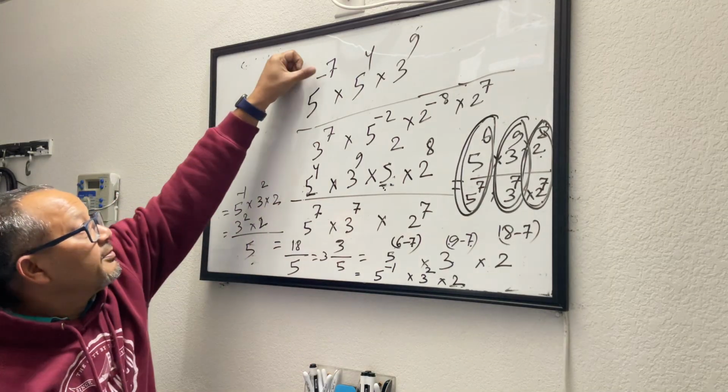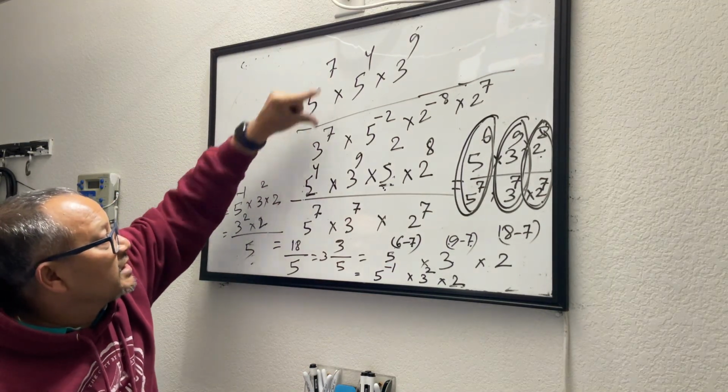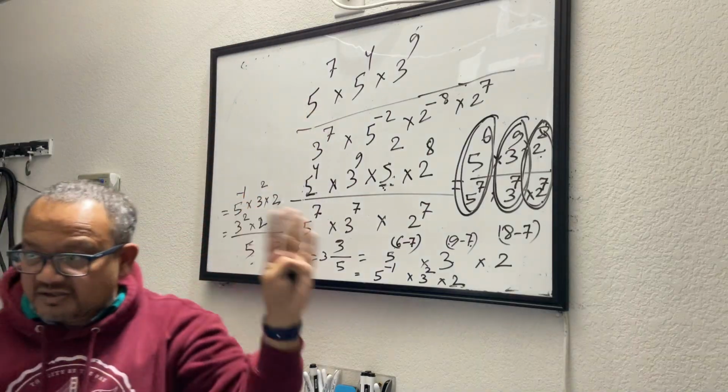So if you had a plus 7 here and you moved that here, that would have become 5 to the power minus 7. That's it.